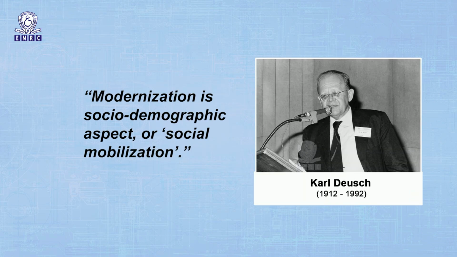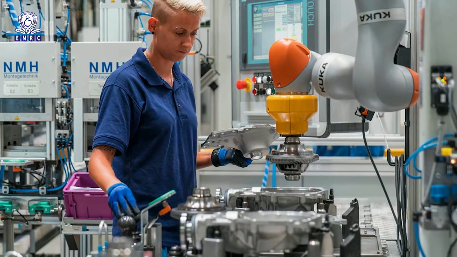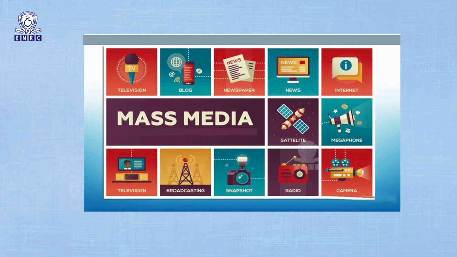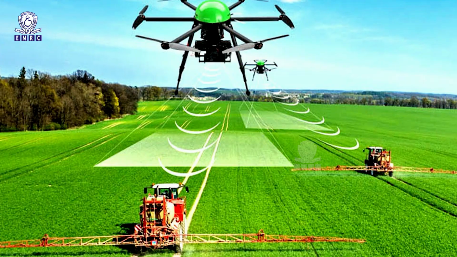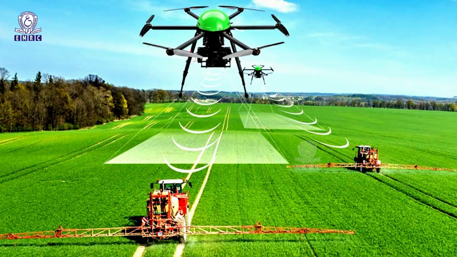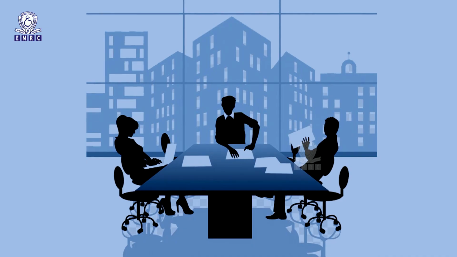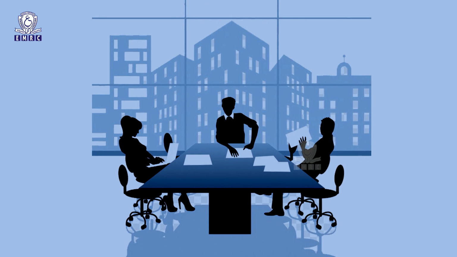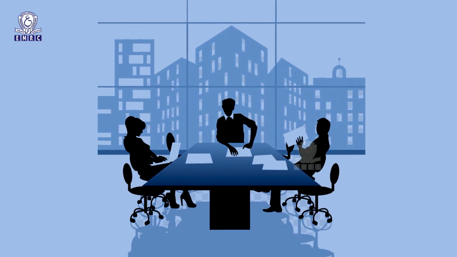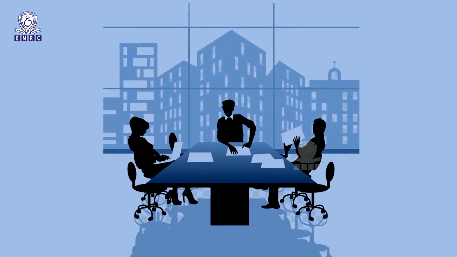Modernization is the socio-demographic aspect or social mobilization, as referred to by Karl Deutsch. It indicates some of the indices like exposure to modern life through machinery, response to mass media, change from agricultural occupation, literacy and growth of per capita income. The structural aspects of social organization are that specialized roles are free floating.